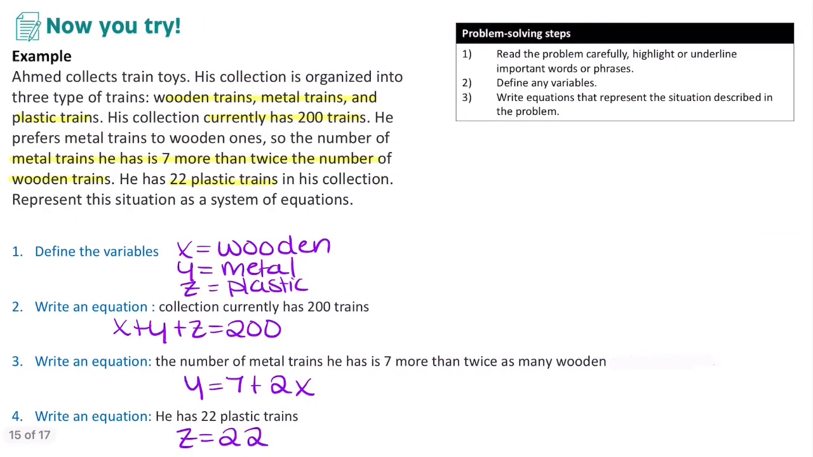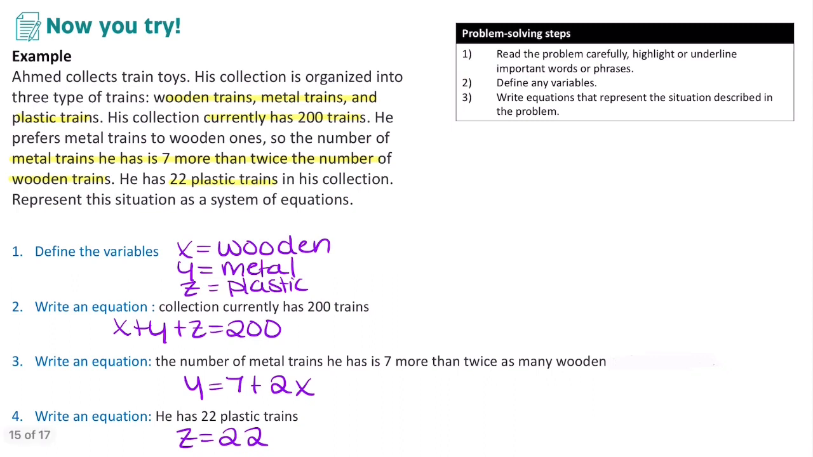So in this problem, it says that Ahmed collects train toys. His collection is organized into 3 types: wooden trains, metal trains, and plastic trains. His collection currently has 200 trains. He prefers metal to wooden ones, so the number of metal trains he has is 7 more than twice the number of wooden trains. He has 22 plastic trains in his collection. Represent the situation as a system of equations.